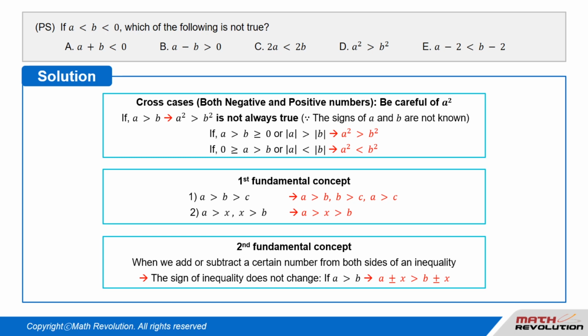If we are given that A is greater than B, which is greater than or equal to 0, or absolute value of A is greater than absolute value of B, then A squared is greater than B squared. If we are given that 0 is greater than or equal to A, which is greater than B, or absolute value of A is smaller than absolute value of B, then A squared is smaller than B squared.